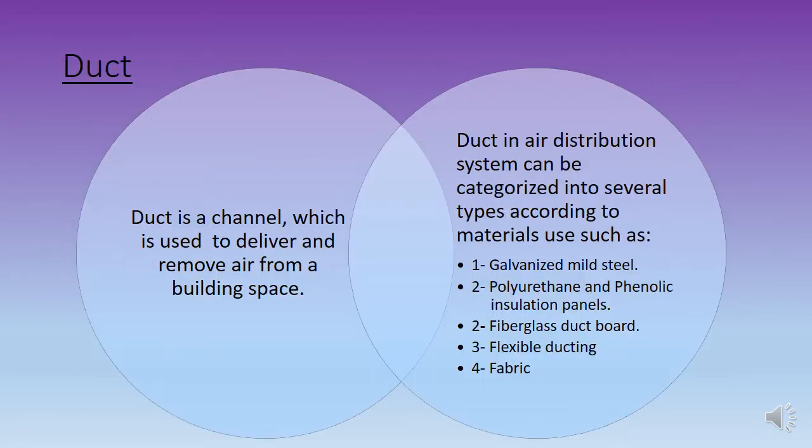Right, next component. Just now we talked about the fan. Now we look at the duct. So this is part of the ADS, air distribution system. And basically a duct is a channel to deliver and remove air from a building space.